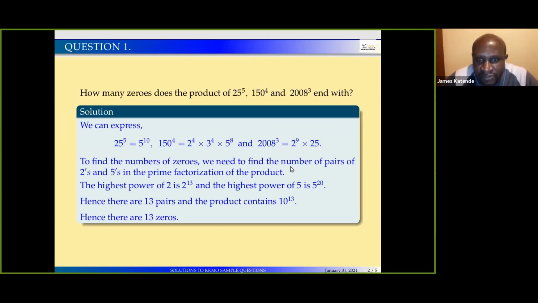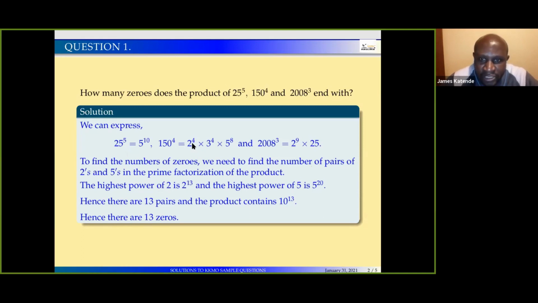So to find the number of zeros, we must pair the 2s and 5s. And so we need to look for which one has, between the 2s and the 5s, the lowest power. Now that will give us the number of pairs of 2s and 5s. And we see that 2 has the lowest because we have 2 raised to 9 and 2 raised to 4.